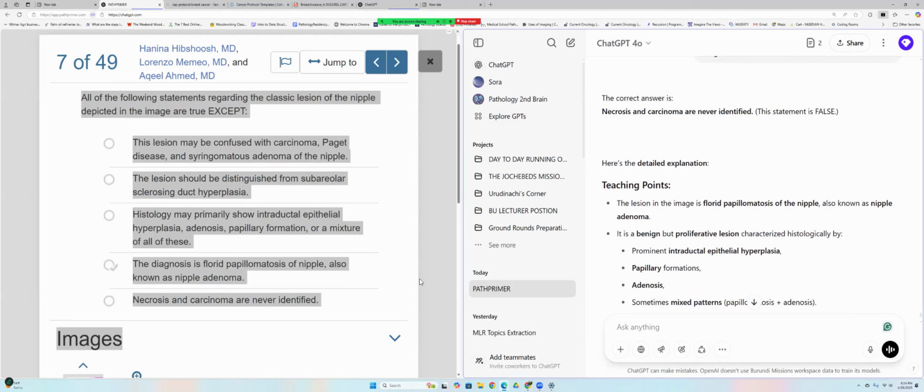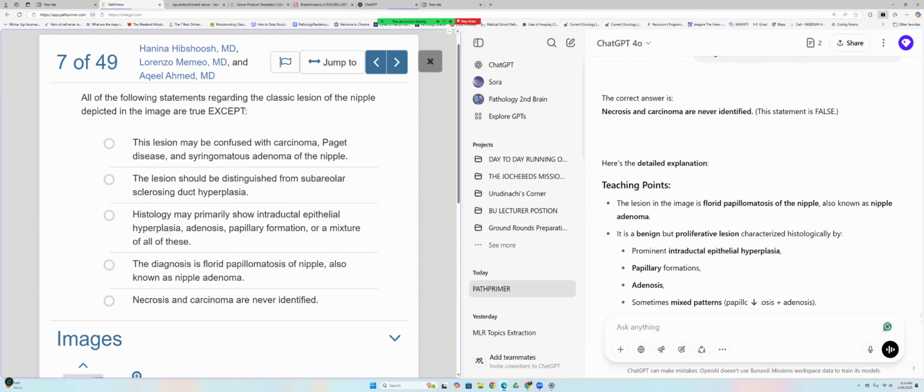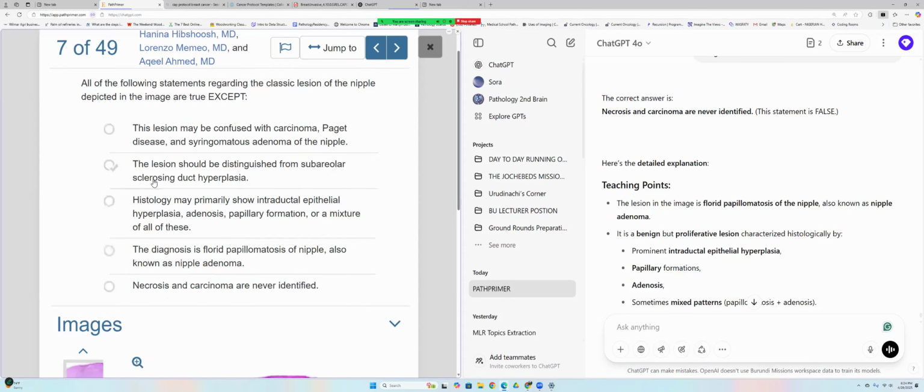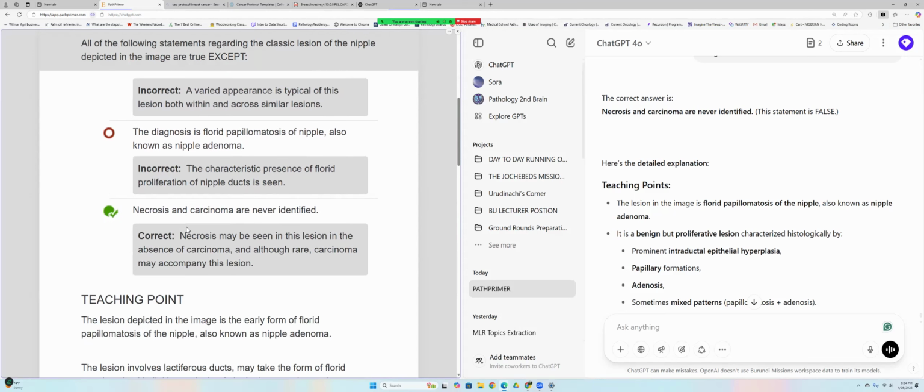So actually the answer is E. Which of them is wrong? The answer is E. So this is the answer.